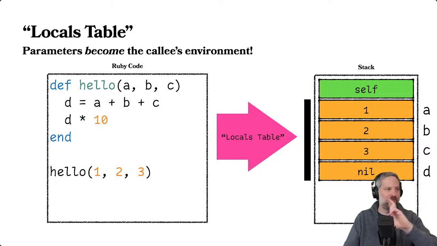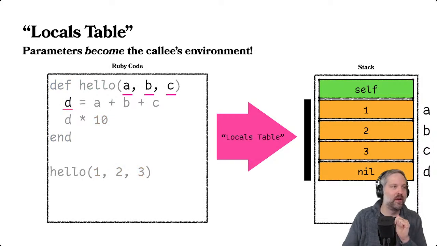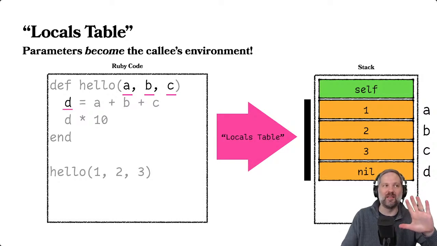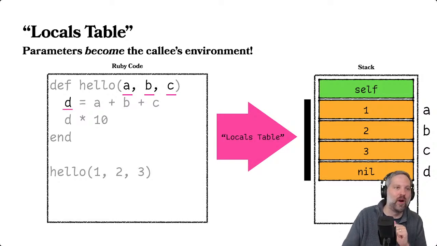Prism calculates that size for us, and that's how we know how much space we need to allocate for the locals table. So we have the storage space for A, B, C, and D. And you can see here, we have 3 parameters plus D. Those are all of our locals. So that's how we're able to figure out the size of that storage space that is required.